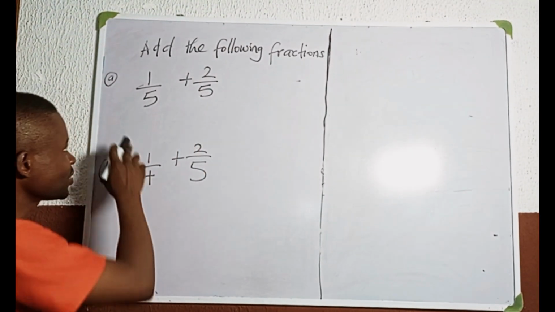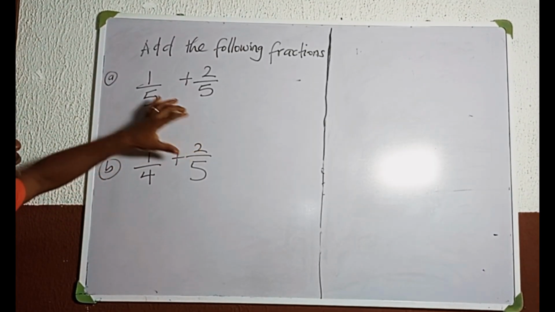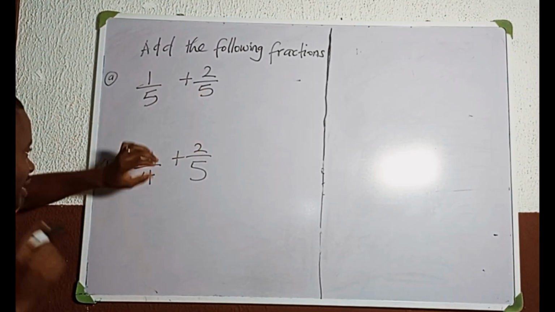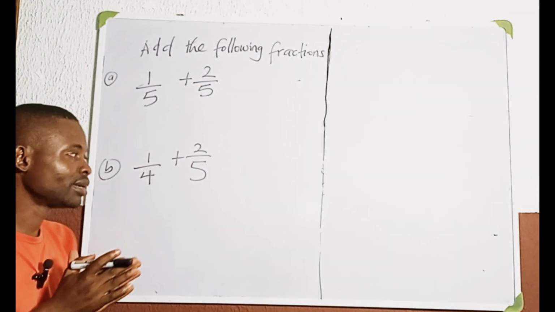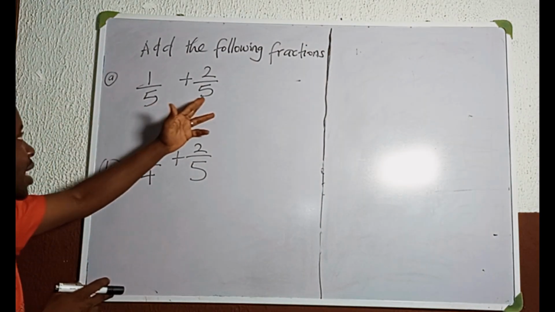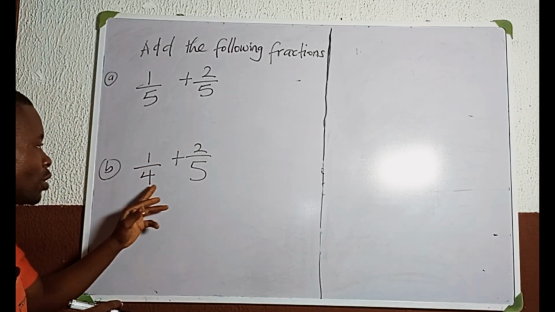In this class, we are considering two fractions. We are asked to add this to this and this to this. If you observe carefully, you will notice that this one has common denominators, while this one doesn't have common denominator.